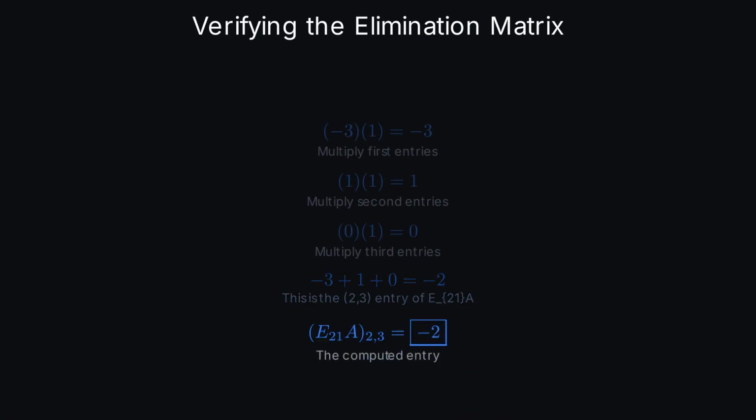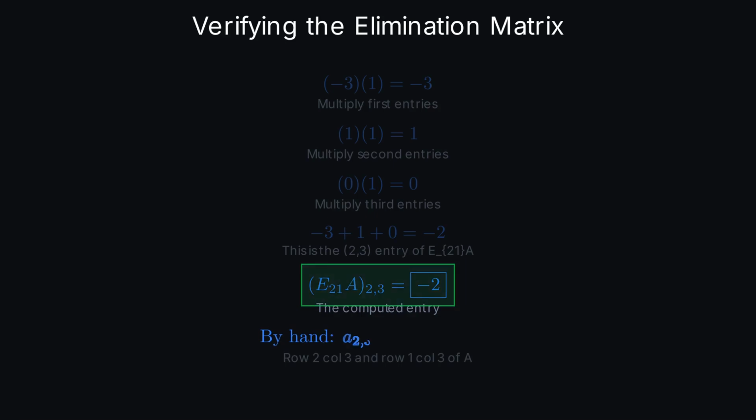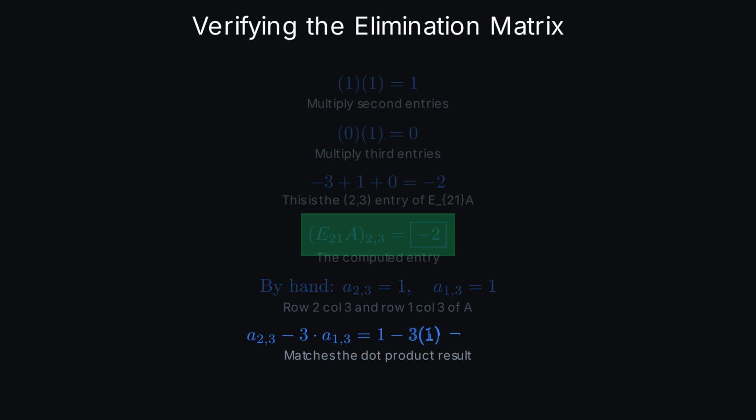Let's check this by hand. The third entry of row 2 in A is 1, and the third entry of row 1 in A is also 1. Row 2 minus 3 times row 1 gives 1 minus 3 times 1, which is 1 minus 3, equal to -2. It matches, so the elimination matrix E₂₁ does exactly what it's supposed to do.